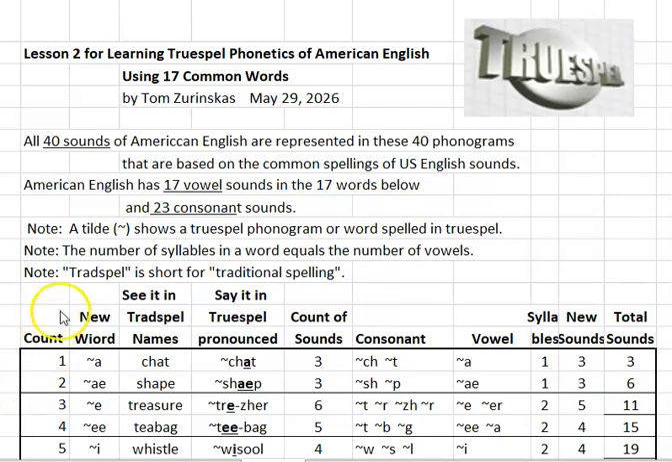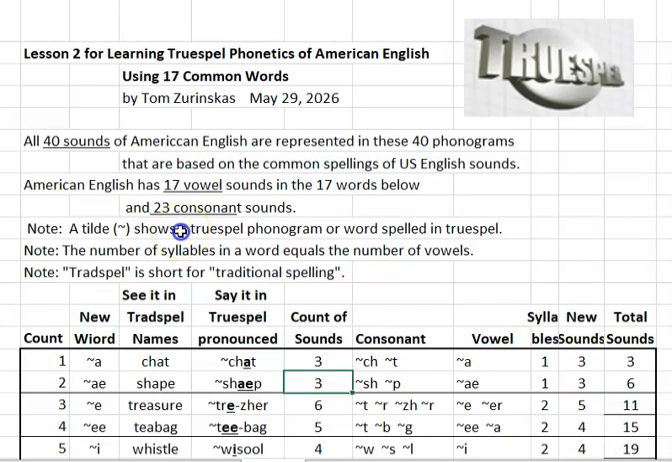Phonetics is needed for the science of reading because you need a phonetic guide for phonemic awareness. And it's also great for learners of English to see the pronunciation and hear the pronunciation of regular American English words as I am speaking. There are 40 sounds of American English. 17 are vowel sounds and 23 are consonants.